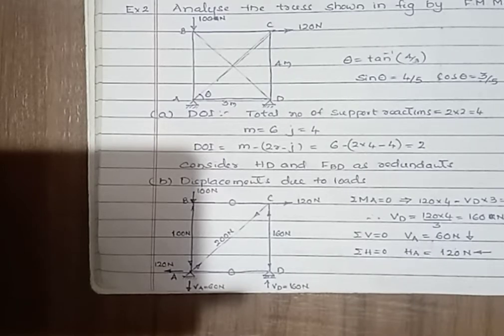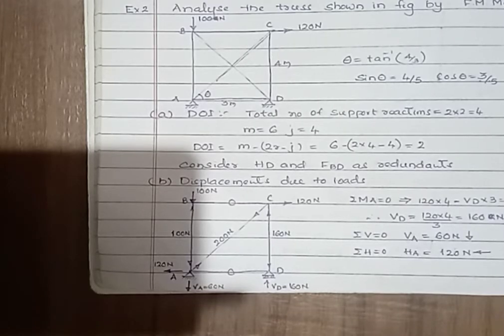Or we can calculate sin theta by Pythagoras theorem. The closing line becomes BD, and the diagonals are 5 meter each. Then sin theta equals 4 by 5, cos theta equals 3 by 5. You can calculate like that also.